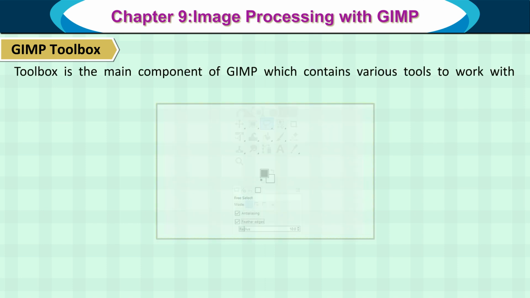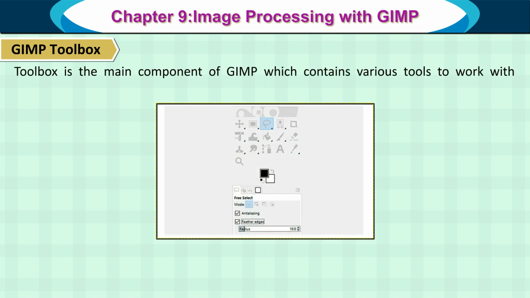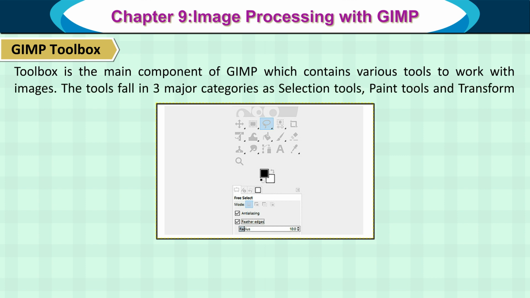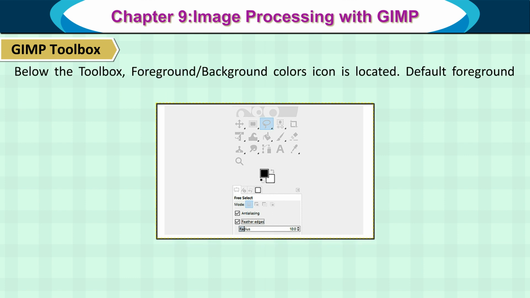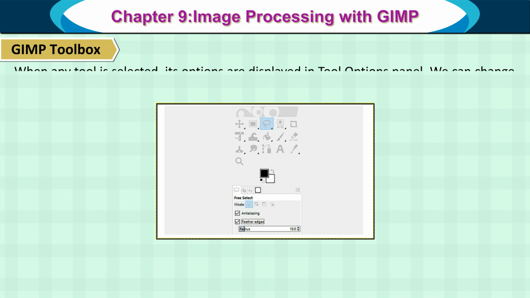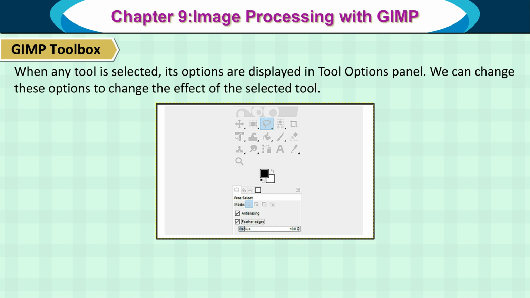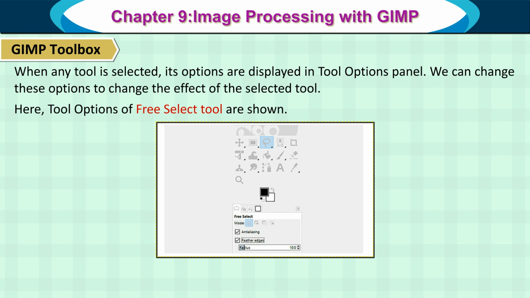GIMP Toolbox. Toolbox is the main component of GIMP, which contains various tools to work with images. The tools fall in three major categories: Selection Tools, Paint Tools, and Transform Tools. Below the toolbox, the foreground and background colors icon is located. Default foreground color is black and default background color is white. When any tool is selected, its options are displayed in the Tool Options panel. We can change these options to change the effect of the selected tool. Here, tool options of the Free Select tool are shown.